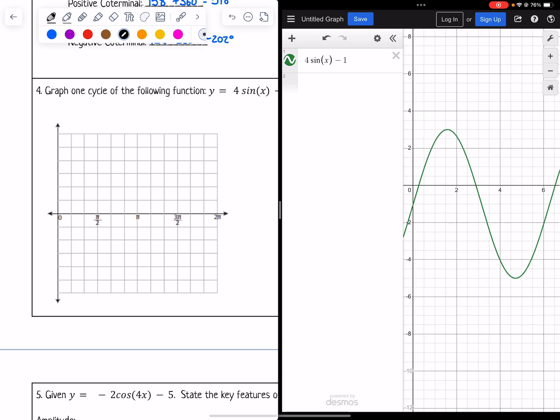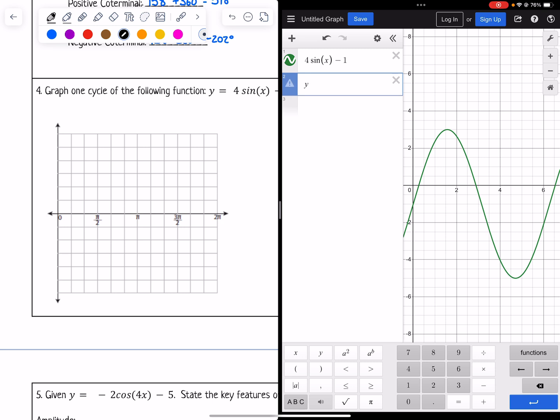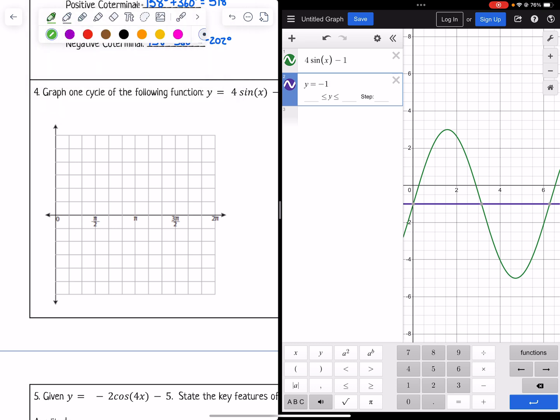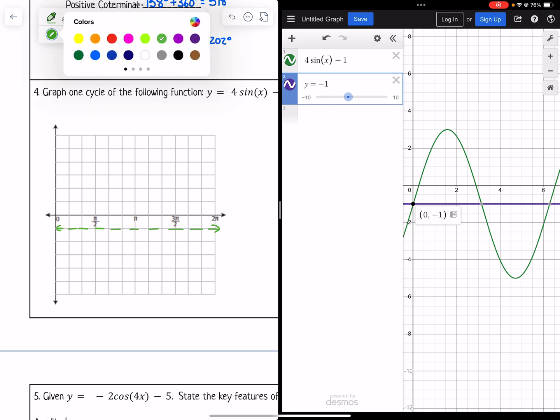And then I'm just going to also graph my midline, because that's going to help me click on some good points. So y equals -1 is the midline. That helps me sketch this. So I'm going to sketch a little dash line at -1. And then click on these tick marks to help me get 5 good points to graph.